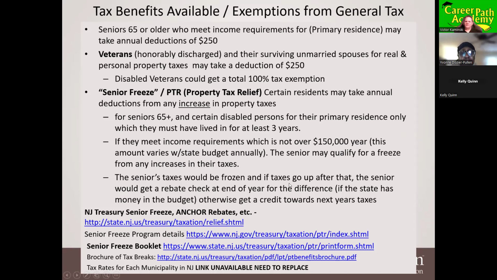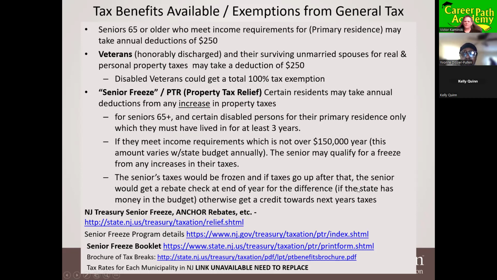Okay, and I already explained. So if they freeze the taxes at $10,000 and they go up to $12,000 at the end of the year, the senior has to pay the $12,000, but at the end of the year, they'll get that $2,000 difference paid back to them. That's how the senior freeze program works.